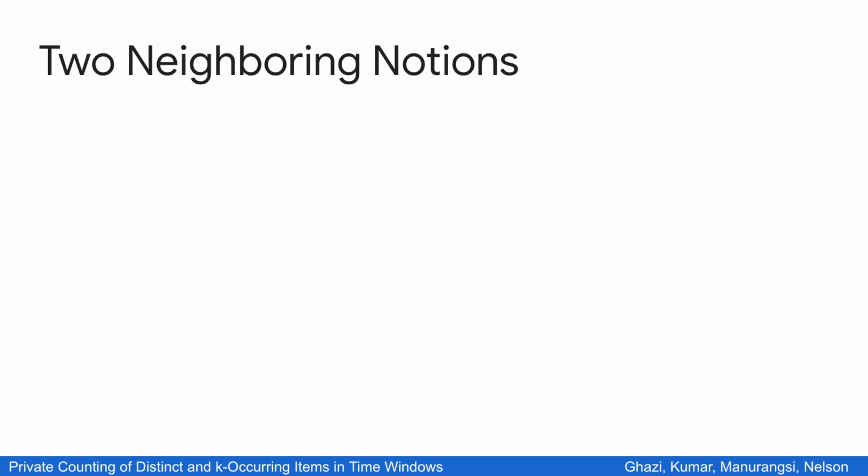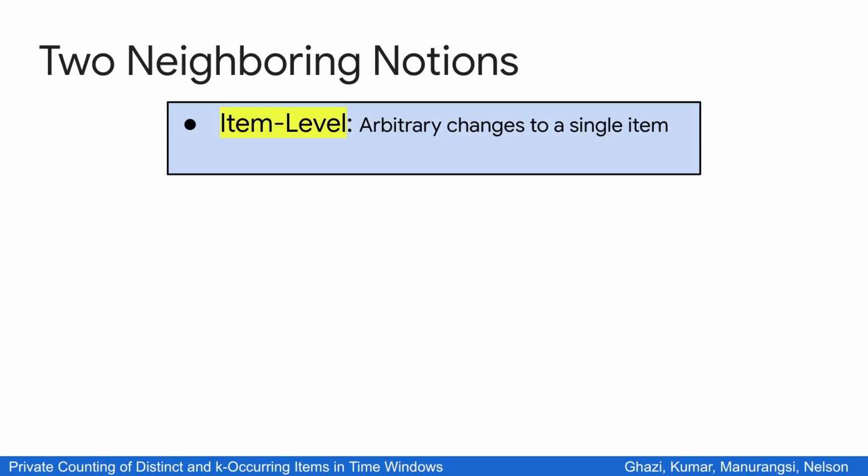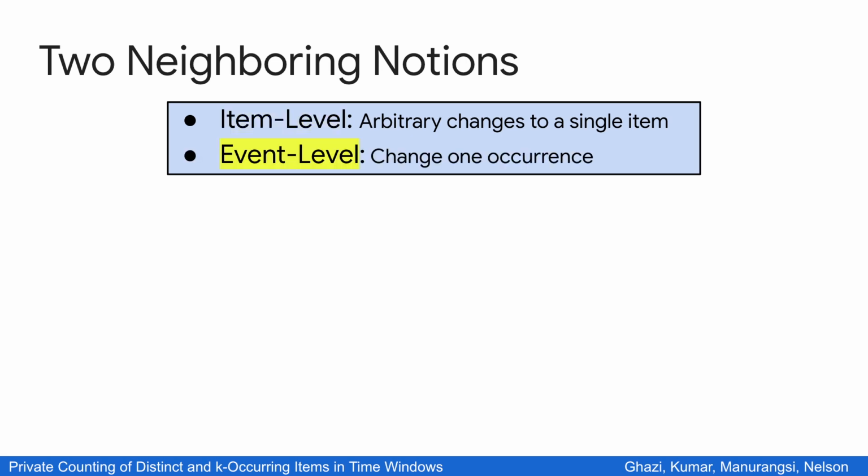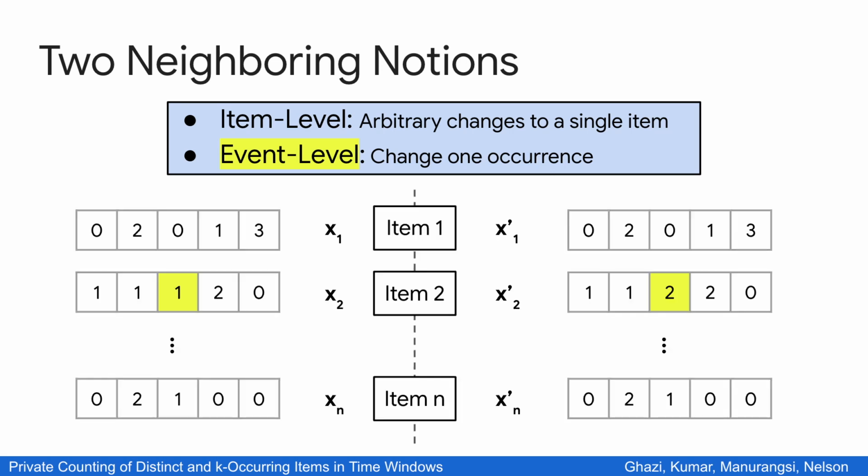In this work, we consider 2 neighboring notions. The first one is the so-called item level setting. This means that we can make arbitrary changes to a single item. For example, in these 2 datasets, x and x prime shown here, we change x2 to x2 prime, where there are changes in many coordinates. This is in contrast to the second neighboring notion, which is more restrictive, where we only allow a change in a single occurrence. In other words, we only allow an addition or subtraction in only a single coordinate of a single item. An example is shown here where x2 and x2 prime now differ on a single coordinate by just 1.